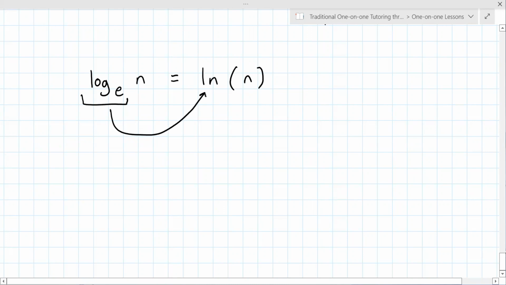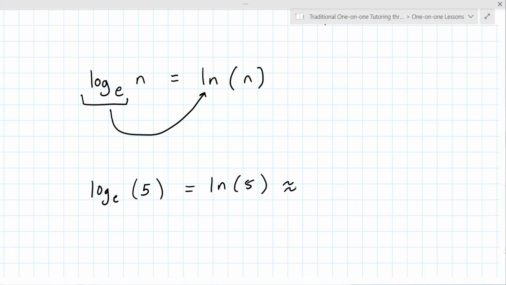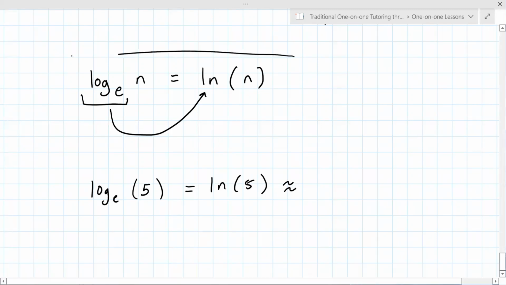Some teachers will give you a problem like, what's log base e of something? And they may even make it a calculator problem. I'll put 5 here, and you're like, oh, that's natural log of 5, and you go to your calculator and you get a number. But most of the time you're going to see problems where it's ln. So this is maybe something to keep in mind.